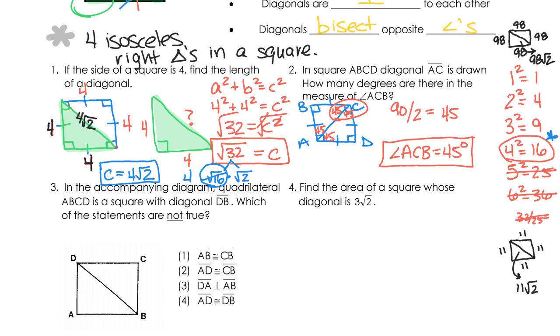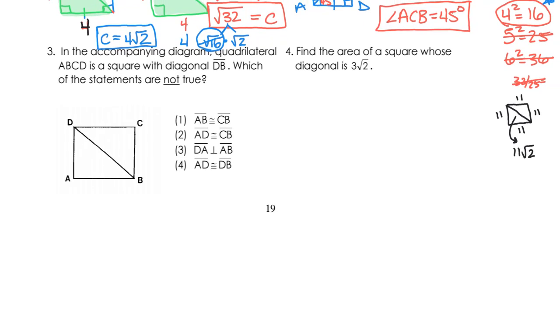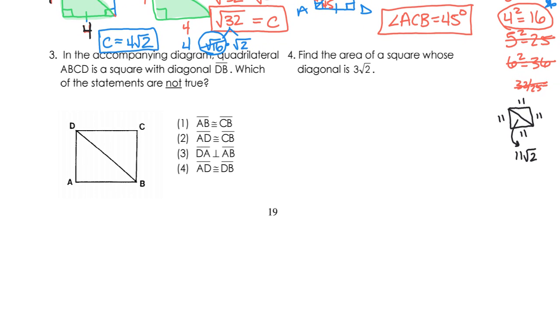Okay, all right, number 3. It says in the accompanying diagram, quadrilateral ABCD is a square. So we can go ahead and mark it up so we don't forget that it's a square. And they have diagonal DB drawn. Which of the statements is not true? All right, so let's go through each one.